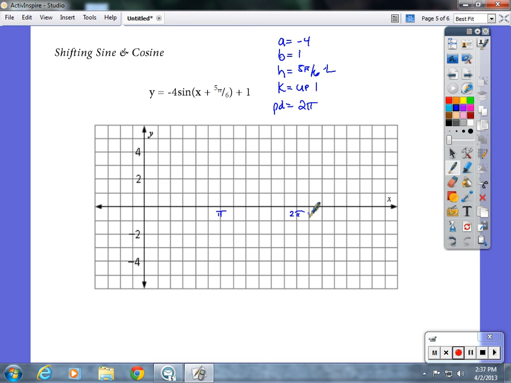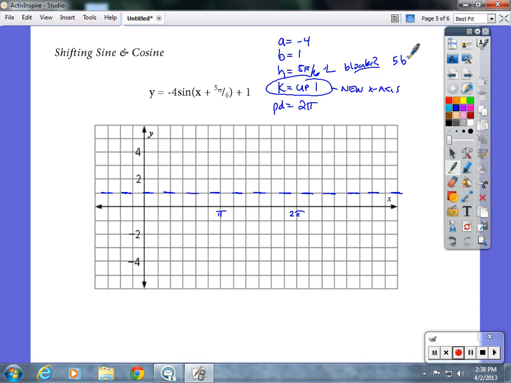Okay, and what we're going to do here, typically what I always encourage students to do is create your new x-axis using the vertical shift first. That way you can see what your graph is supposed to revolve around or cycle around. I'm going to use a dotted line for that. Okay, so that's my new x-axis. And then I want to determine how many blocks is 5 pi over 6. Okay. Well, if pi is 6 blocks, then 5 pi over 6 would be 5 blocks.